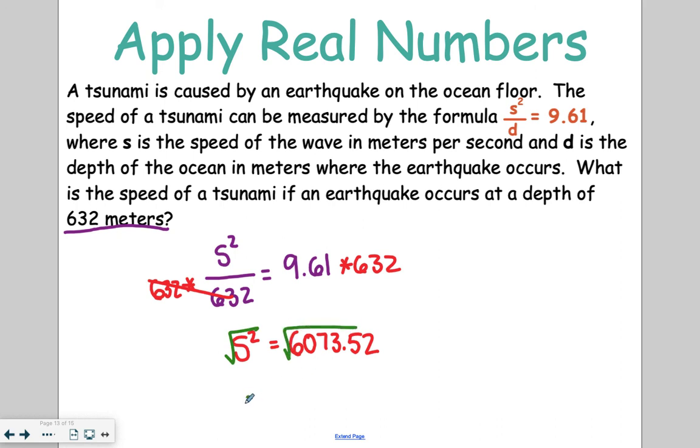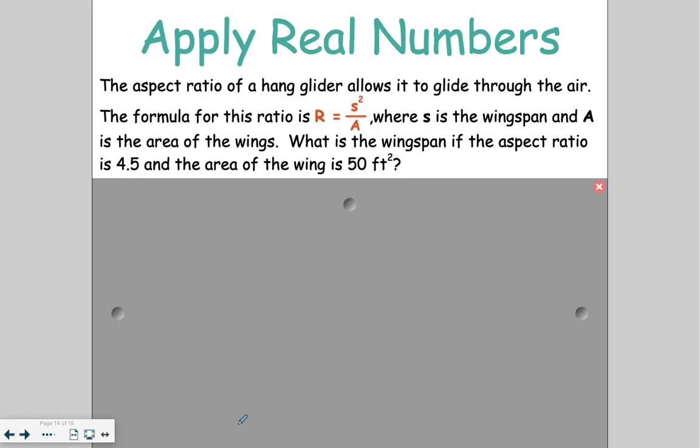And now I'm going to take the square root of both sides. And I'm going to have that s is equal to 77 point, after rounding, 93 meters. Now, normally I said you would go on and look at the negative answer, but we can't have a negative amount of meters. So our answer is going to be a speed of 77.93 meters per second. Go ahead and try this one on your own.